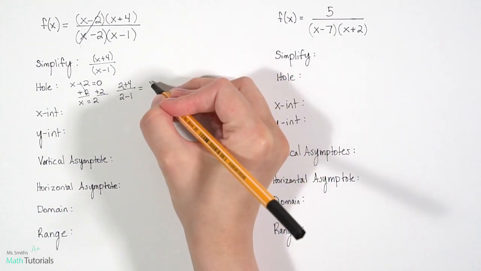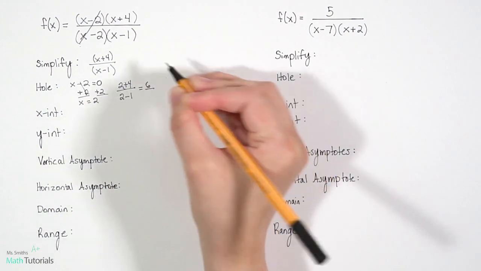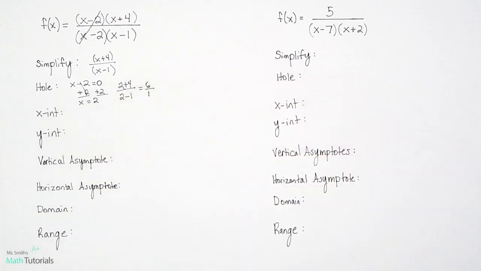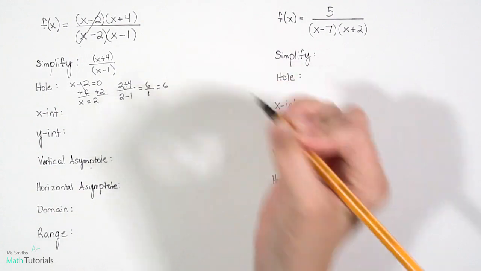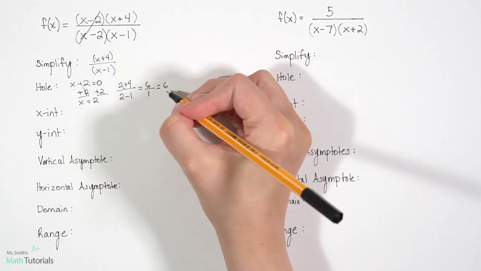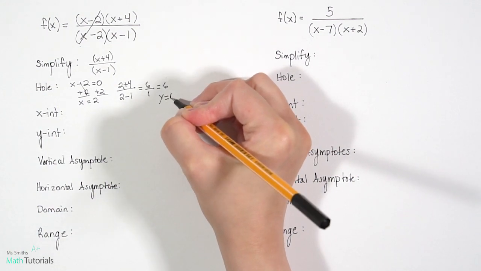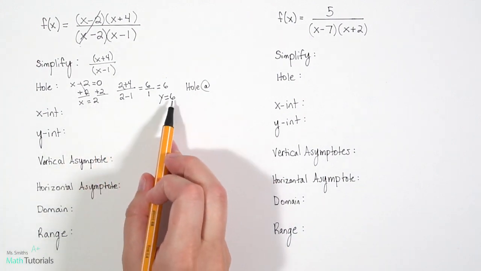Now 2 plus 4, that would give us 6. And 2 minus 1, that would give us a 1. Now 6 divided by 1 could just be written as 6. And that's our y value of the hole, our y coordinate. y equals 6. So what this tells us is we have a hole at the coordinate point (2, 6).